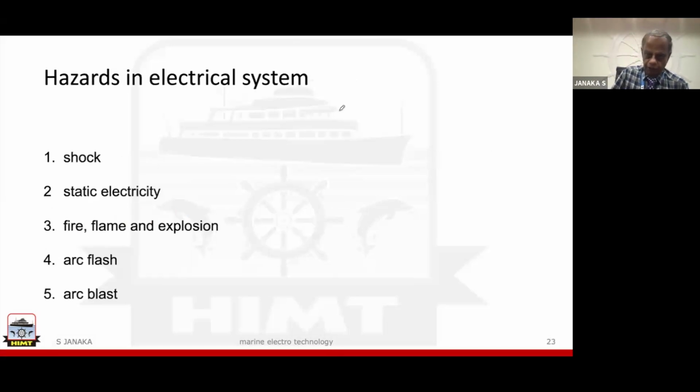There are totally 5 hazards in the electrical system. One is shock, number 2 is static electricity, then fire, flame and explosion, arc flash and arc blast. Topics 3, 4 and 5 are basically a common topic, so I am shifting them to lecture number 5. Today we will talk about shock and static electricity.